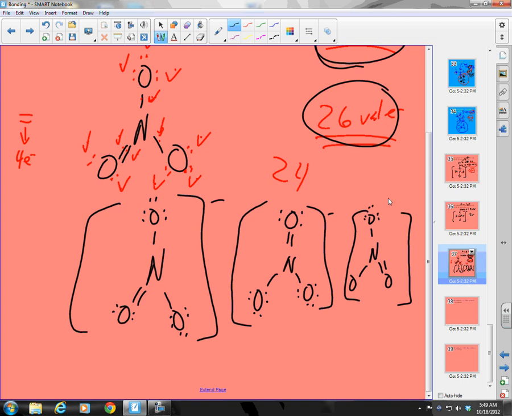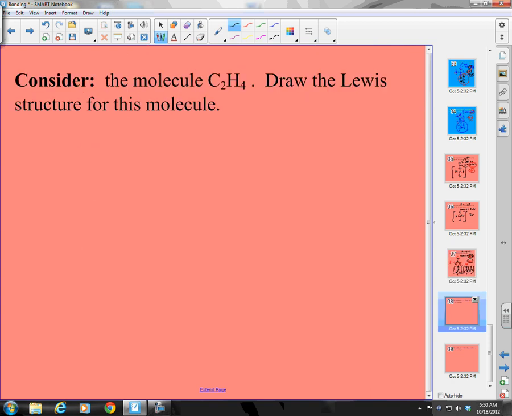Good. And so you really could choose any one of these. And if we were going deeper into chemistry, we'd say that nitrate is a resonance structure, but we won't go there. Either one of these would be considered a correct Lewis structure if someone just says, hey, draw a Lewis structure for nitrate, and they don't tell you it's a resonance structure. Okay, good. Here you go.